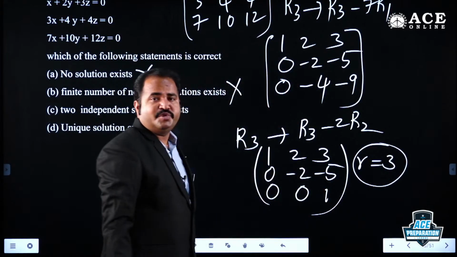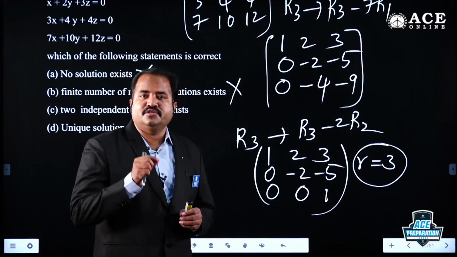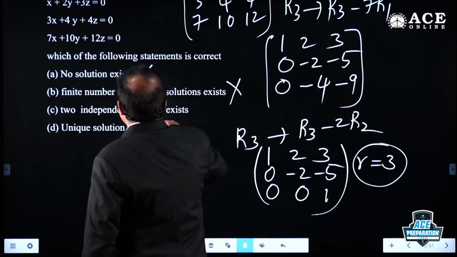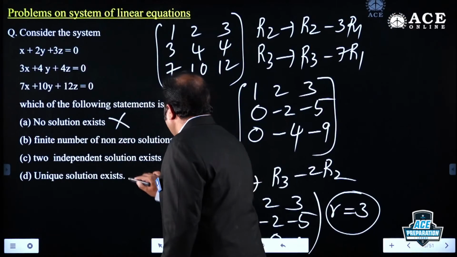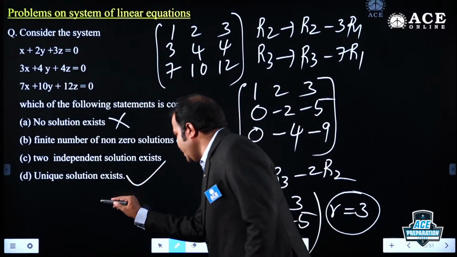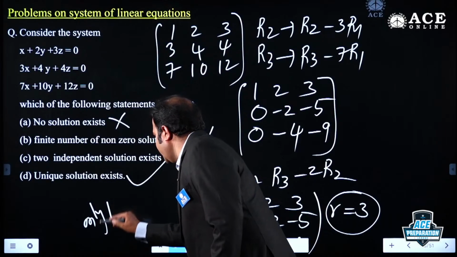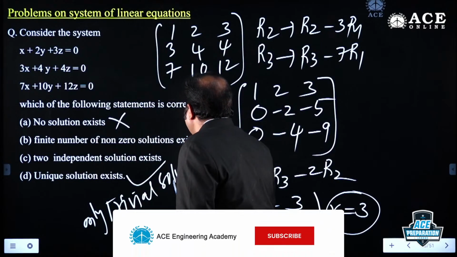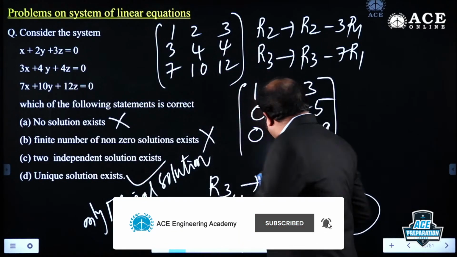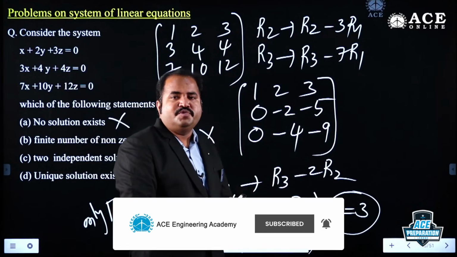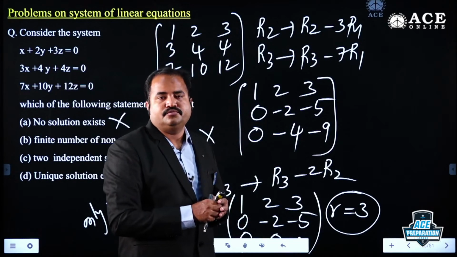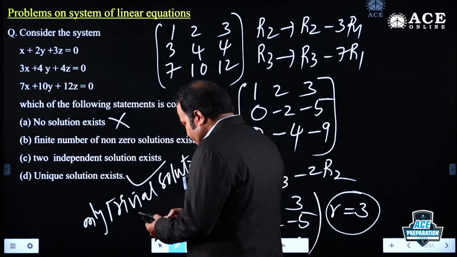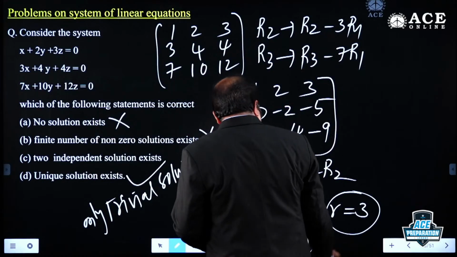Rank equal to the number of unknowns means what? Only the unique solution, that is the 0 solution only, will be there. Right? Unique solution means only the trivial solution exists. We can say that only the trivial solution exists. Trivial solution means the zero vector is the solution. So rank equal to 3, the number of unknowns, means the determinant of the matrix is non-zero. No doubt, we can verify. So only the trivial solution exists. Yes. So I am moving to the next problem.